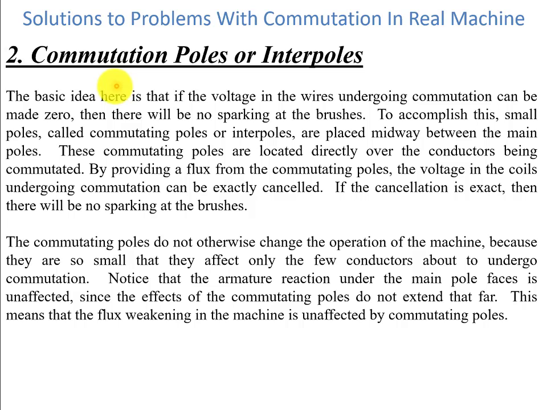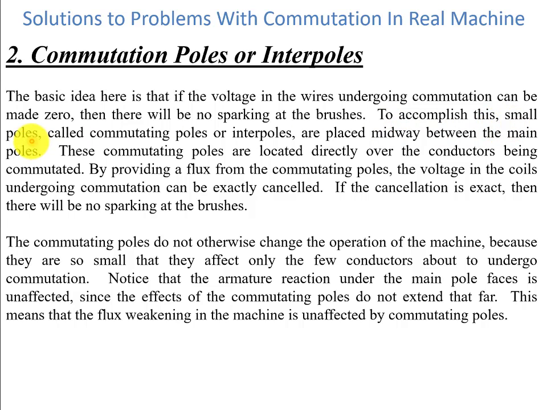Why not put in other poles, called the commutation poles or the interpoles? These commutation poles or interpoles will produce a voltage in the opposite direction to that produced in the brushes, so that it can be cancelled out properly. So the basic idea here is that if the voltage in the wires undergoing commutation can be made zero, then there will be no sparking at the brushes.